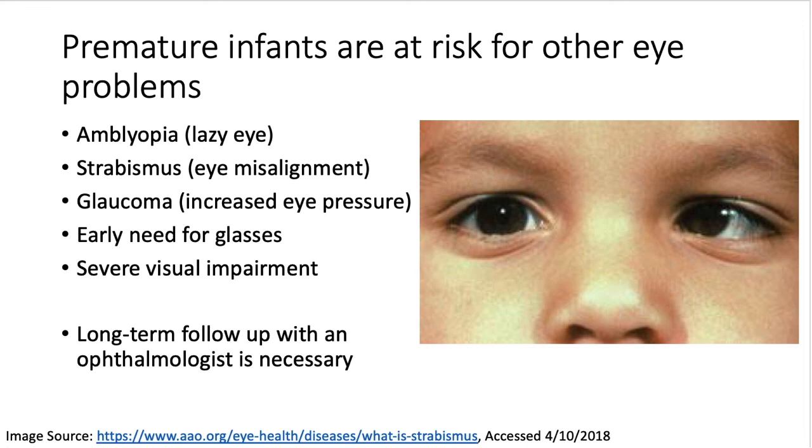Premature infants are at greater risk than full-term infants for other eye problems. These include amblyopia, known as a lazy eye, strabismus, a misalignment of the eyes shown in the image on the right, glaucoma, increased pressure within the eye, an early need for glasses, and severe visual impairment. Thus, long-term follow-up is needed with an ophthalmologist to help identify these potential eye problems that may develop.